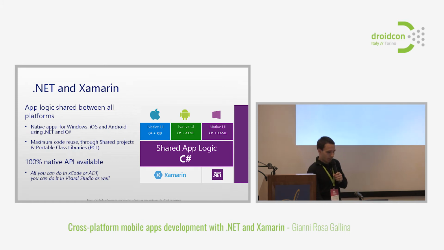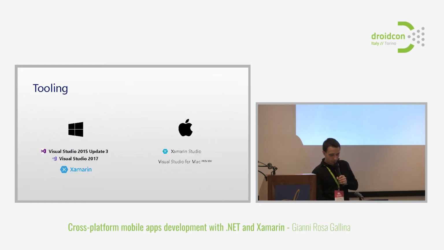The tooling. If you have a Windows machine, you can use Visual Studio 2015 Update 3 with Xamarin, which is built in, or Visual Studio 2017, which just came out last month. On Mac, you have Xamarin Studio, or Visual Studio for Mac, which is currently in preview, but it's the same version of Visual Studio that runs on Windows and can share all the logic, all the application, all the projects.